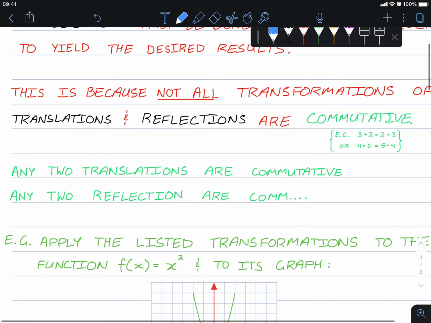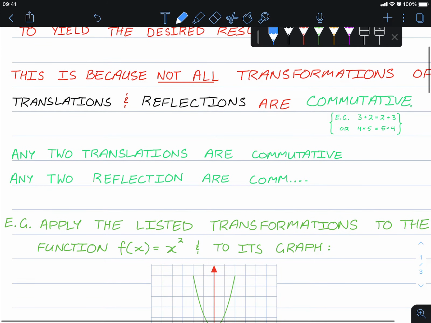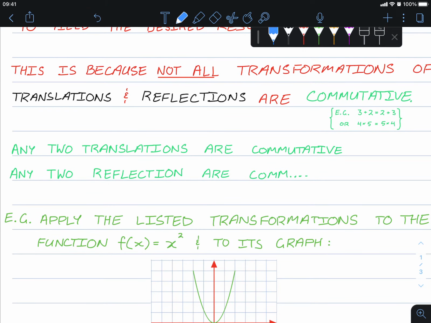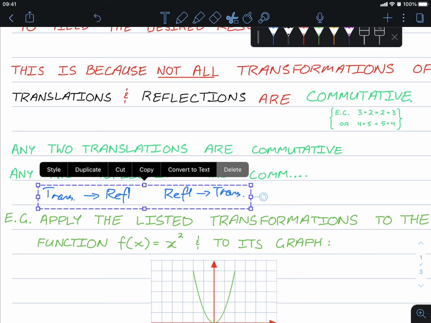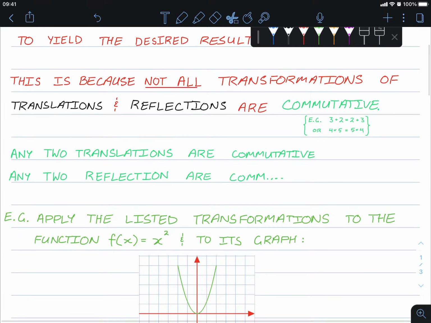Okay, so here are the results that you need to kind of remember. Any two translations are commutative, and any two reflections are also commutative. But when you start mixing them around, so when you translate and then you reflect, it's not the same as if you take the same reflection and then you do a translation. So it depends on what order you do translations and reflections, and I'll demonstrate to you what I mean here.